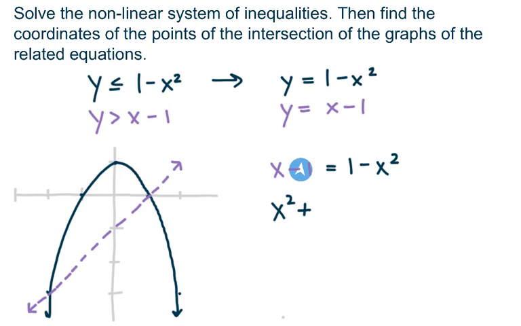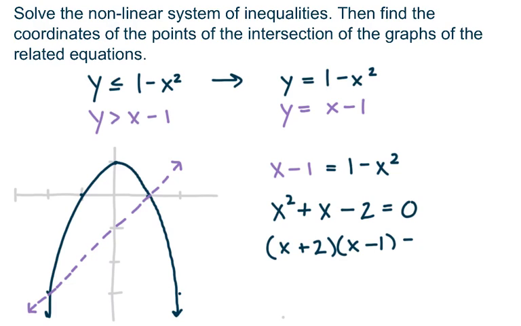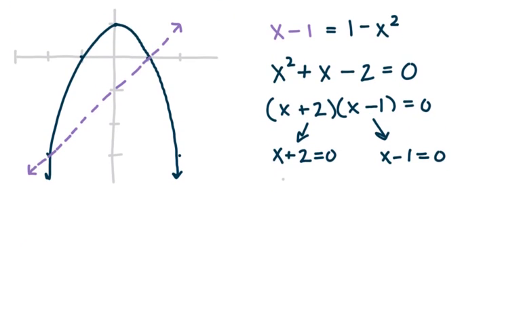And I'm going to subtract this 1 over on the right, x squared plus x minus 1 minus 1 gives me -2 is equal to 0. So now we can factor this. This would be x plus 2, x minus 1. And of course, that is equal to 0. So we have x plus 2 equals 0, or x minus 1 equals 0. That's by the zero product principle. And that gives me that x equals -2 or x equals +1.